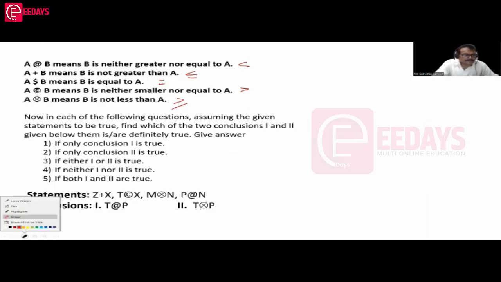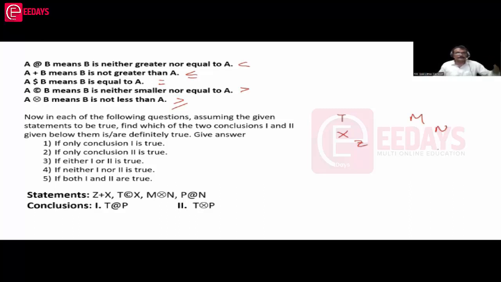What is the first statement here? Z + X: Z is less than or equal to X. Next, T © X: T is greater than X. Next, M is greater than or equal to N. We don't know N. M is greater than or equal to N. Next, P @ N: P is less than N.